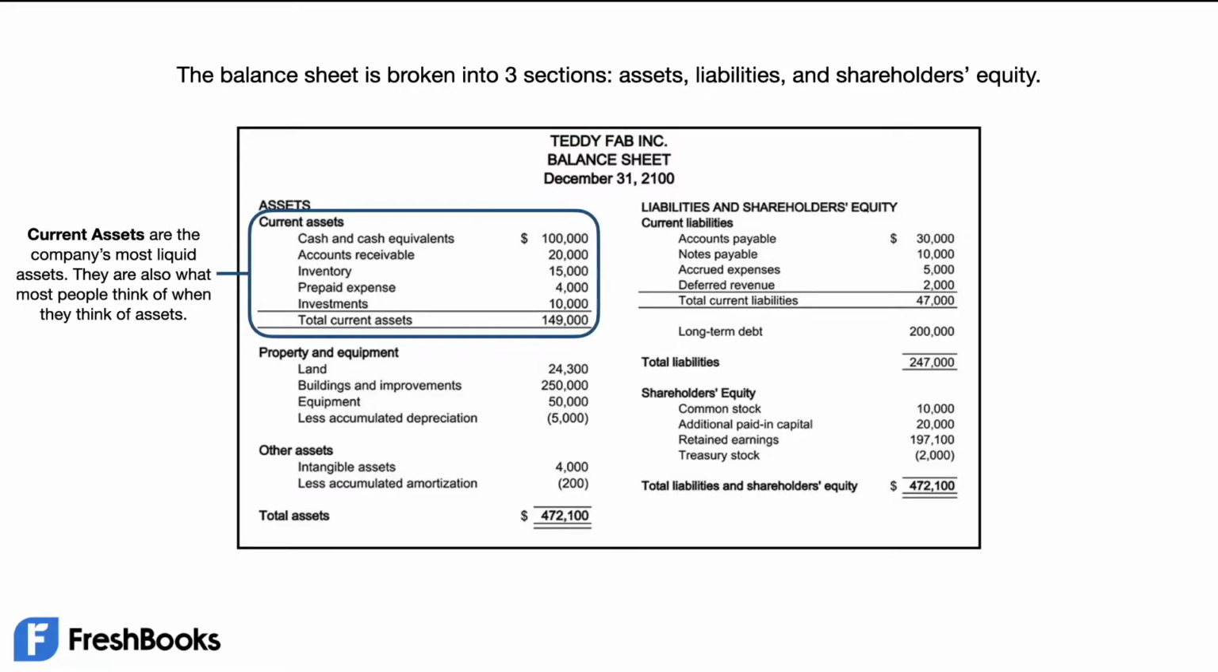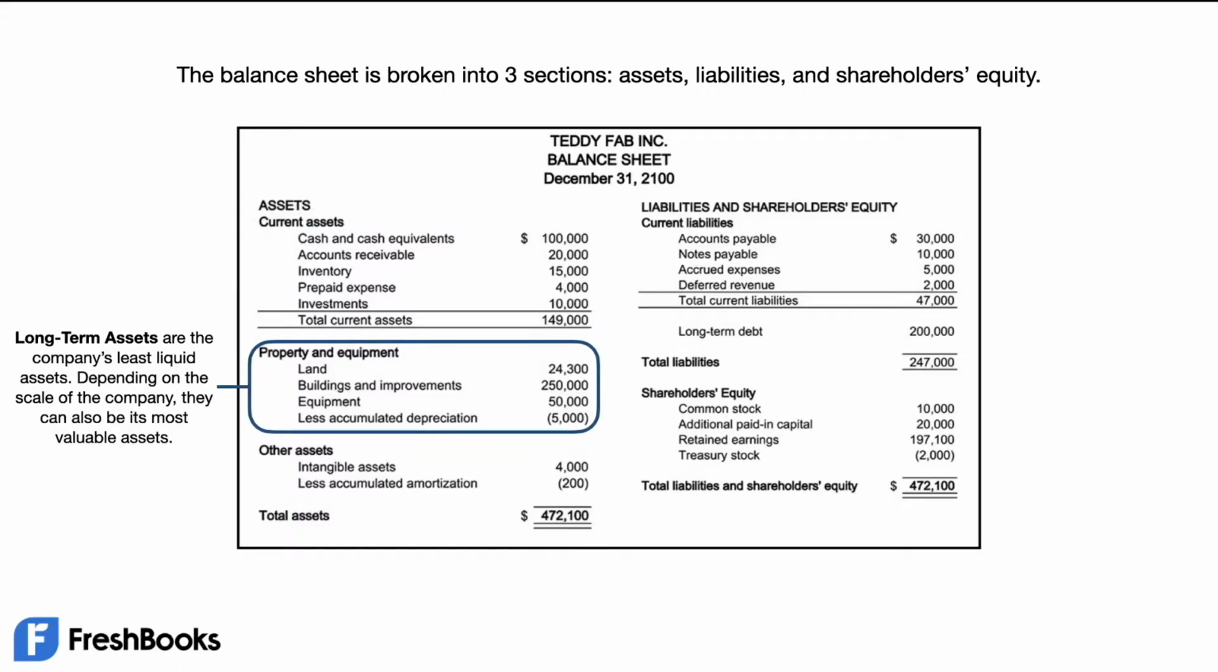First, we have the assets category, which is a breakdown of the monetary value of everything a company owns. The current assets section is typically the first section of assets on a balance sheet, and it includes a company's most liquid assets. In this sample, we can see line items like cash and cash equivalents and inventory, which are good examples of liquid assets.